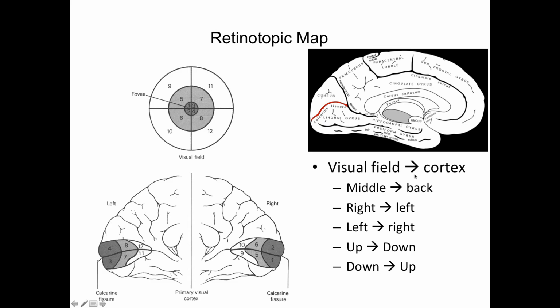So here I put how it kind of works. The middle of our visual field goes towards the back of the brain. The right goes to the left, the left to the right, up goes down, and down goes up. So for example, a tree would be right here. If you're looking at the treetop, which would be in the right upper corner, it will then be processed in the left lower corner. So our brains are confusing, right?